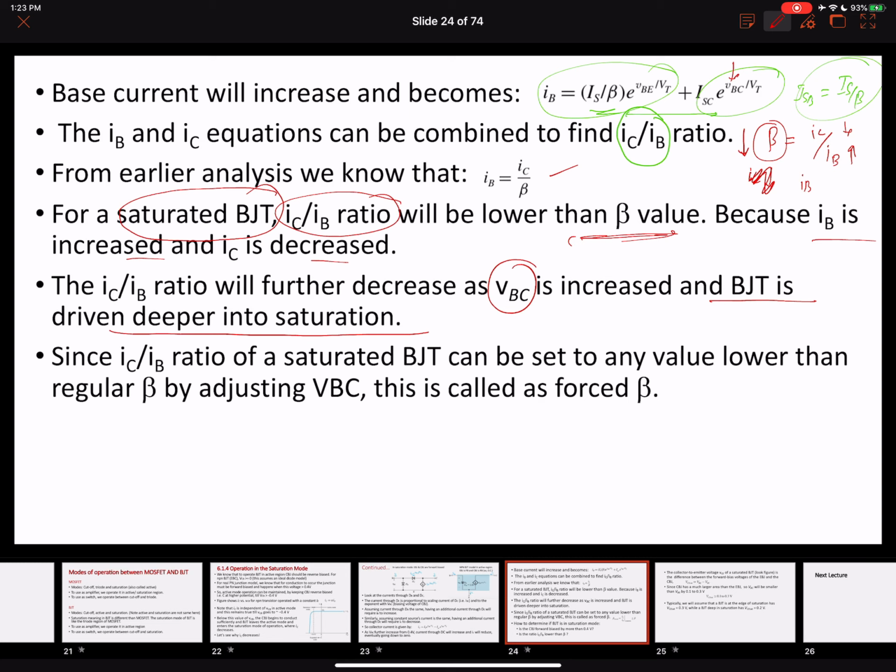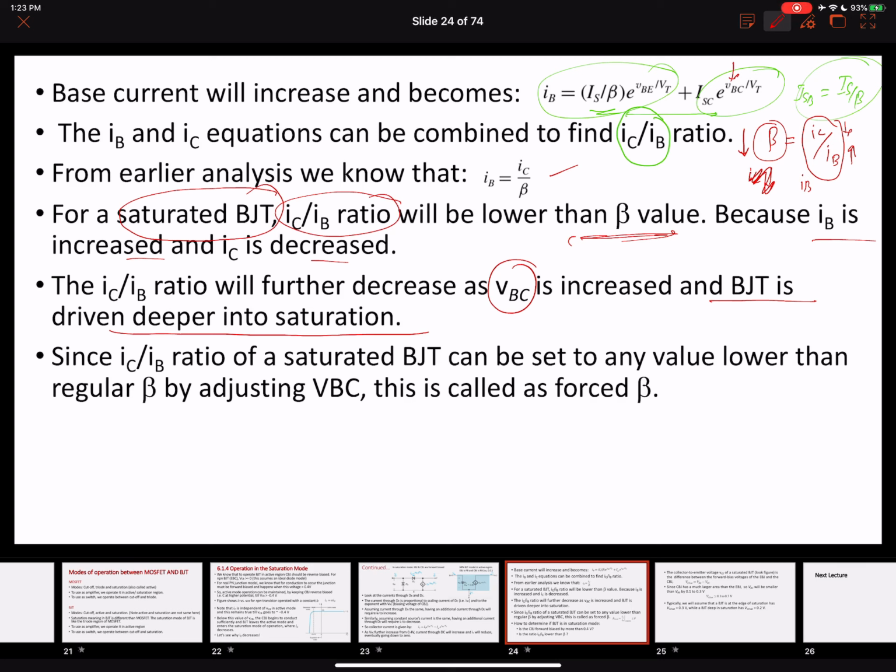So we found out that our new beta value in the saturation mode is different than the beta value in the active mode. Why? Because beta is defined as the IC over IB ratio. And for the saturation mode, the collector current will reduce and the base current will increase, depending on the biasing voltage VBC applied at the collector to base junction.